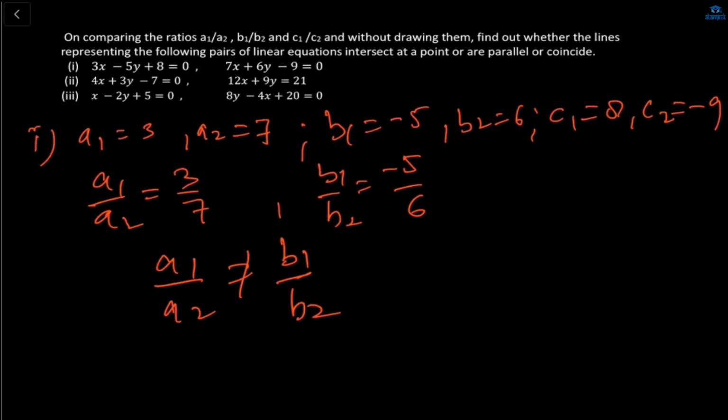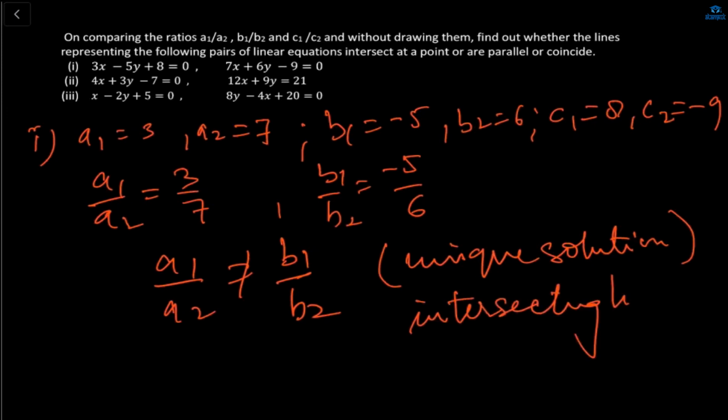So what type is it? Unique solution, and since it is asking about the lines, it is intersecting lines. These types can come for 1 mark only, if it is asking you just to compare and tell.